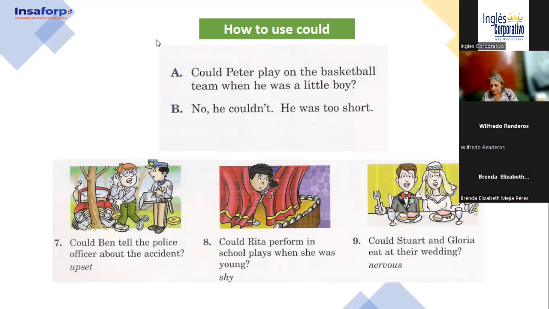Sí. Dele. Could Juan and Gloria eat at their wedding? No, they couldn't. She. No, they. They. ¿De qué sería ahí? Where? They were too nervous. Too nervous. Ajá, así es. ¿Quién faltó para que volvamos a repetir? Usted. Va, voy a ser la primera. Could Ben tell the police officer about the accident? No, he couldn't. He was too upset. ¿Quién faltó? Para que siga la siguiente.